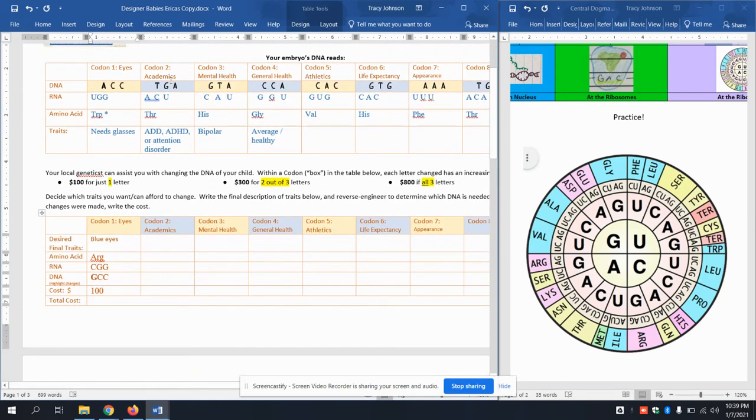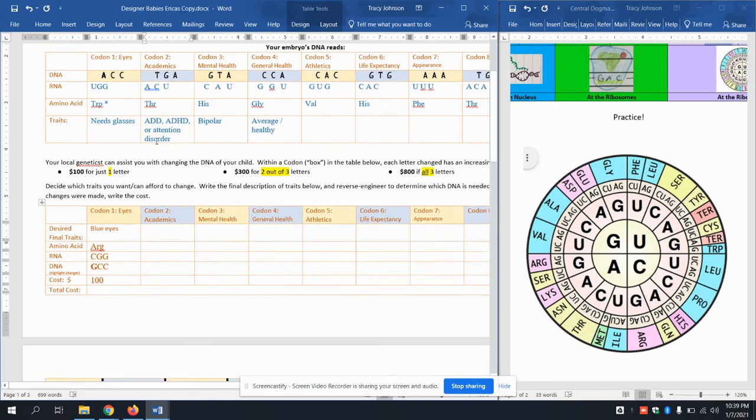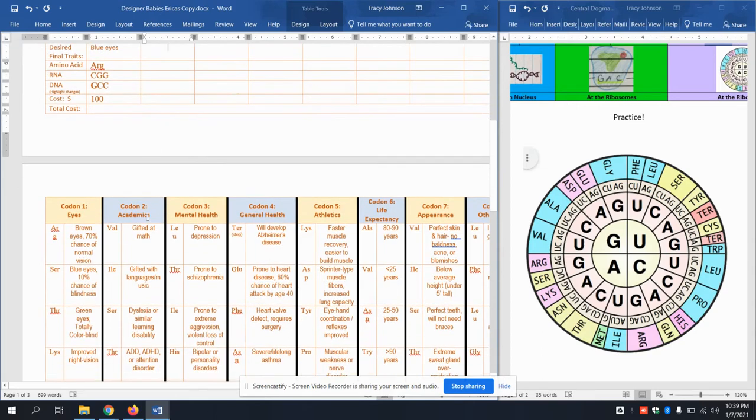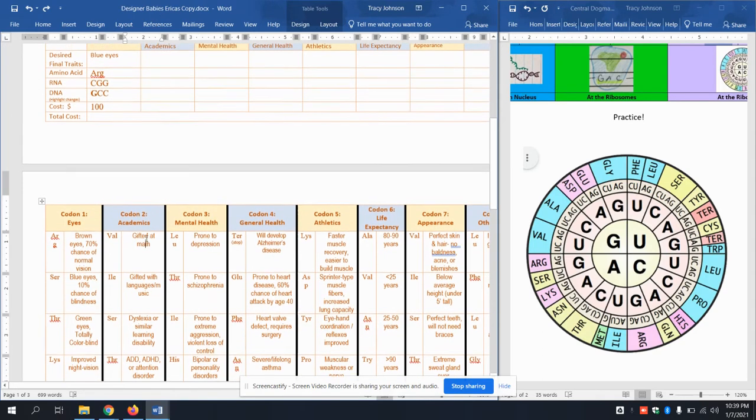So I'm going to spend my next money fixing this ADD, ADHD attention disorder. I think that just makes people fun, but let's say I have to spend that money anyway, so let's go ahead and make that change. I don't want him to have ADD, so let's say I really, really want my kid to be gifted at math, because math is a struggle for me.